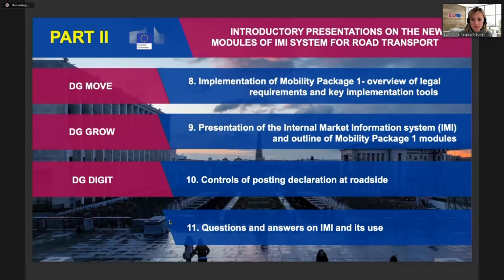The implementation of the Mobility Package 1, overview of legal requirements and key implementation tools. And I will give the floor to Madame Ines Maillard, who is the policy officer from the Road Transport Unit in DG Move. Ines, are you there with us? Yes, I am. Perfect. Okay, the floor is yours then.